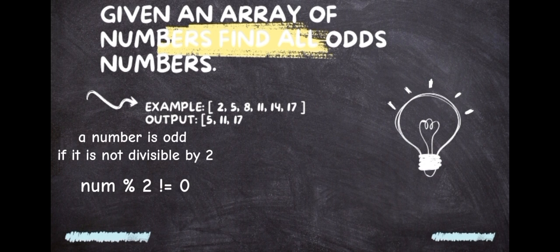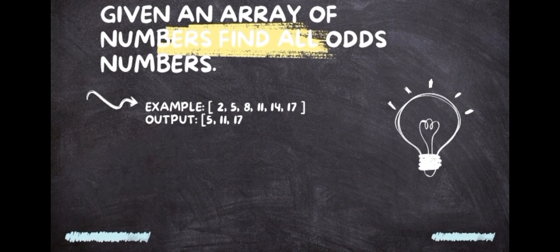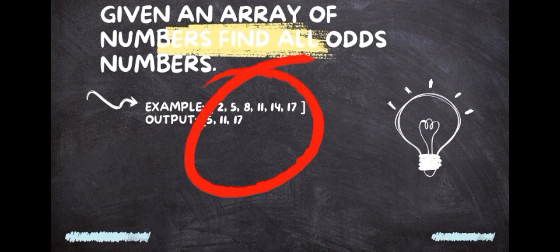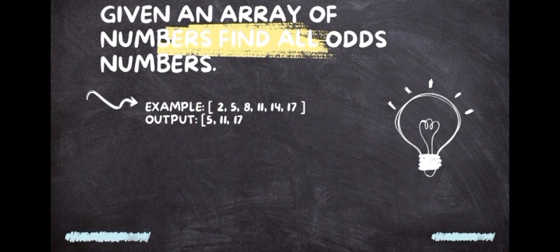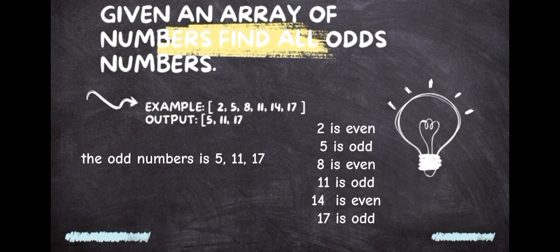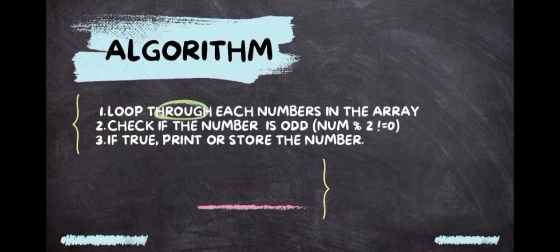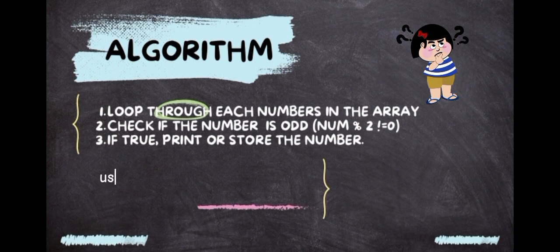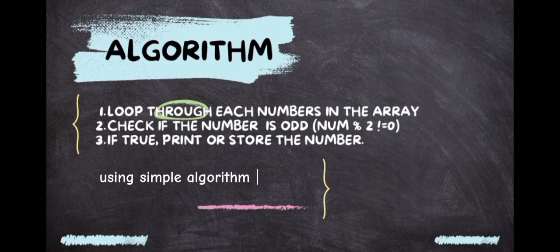Here's an example. If the input array is 2, 5, 8, 11, 14, 17, the odd numbers are 5, 11, and 17. Because 2 is even, 5 is odd, 8 is even, 11 is odd, 14 is even, and 17 is odd. Now, let's look at how we can solve this using a simple algorithm.